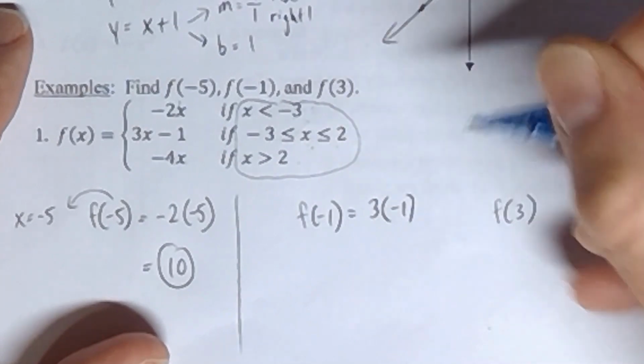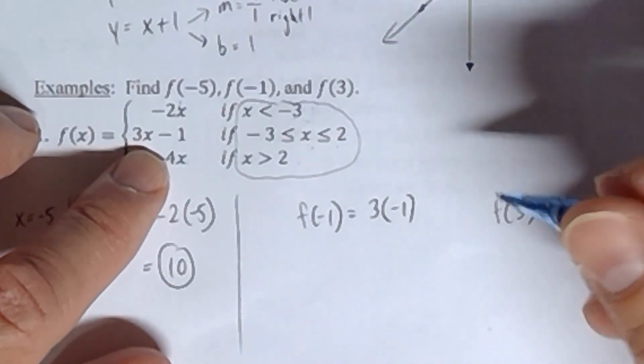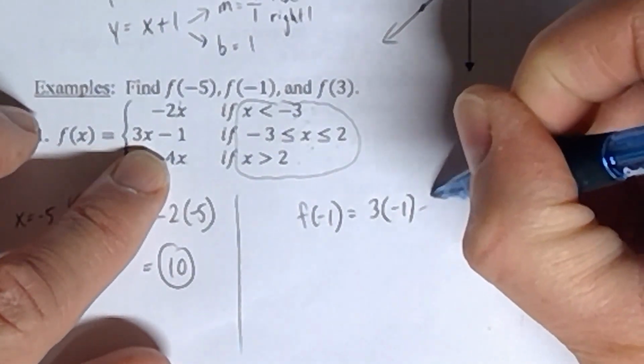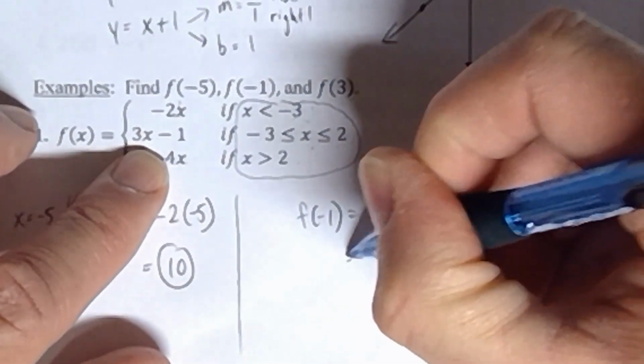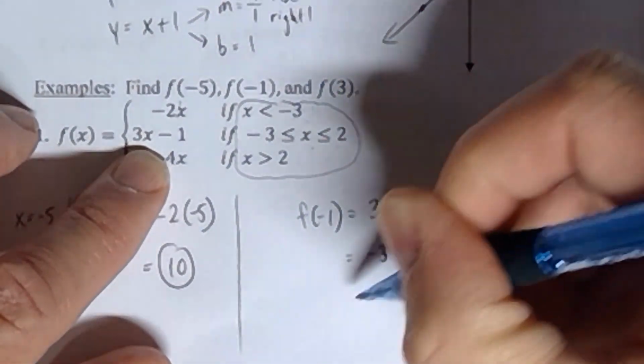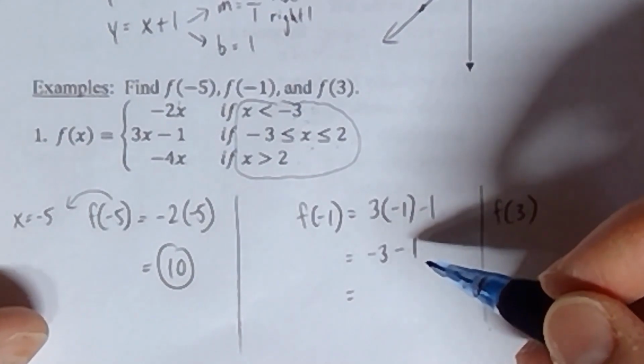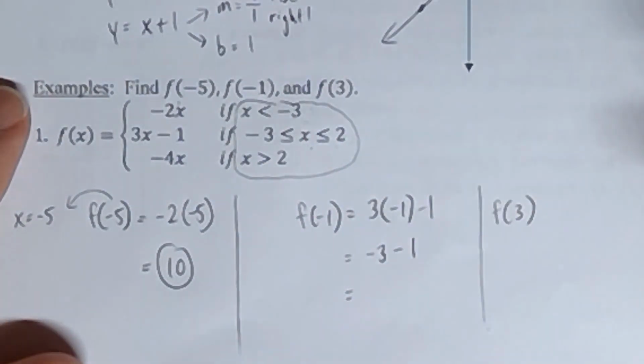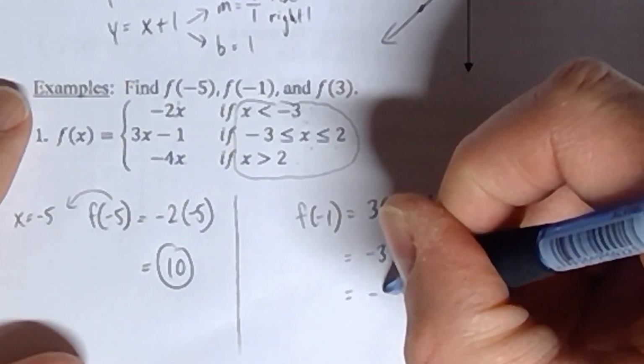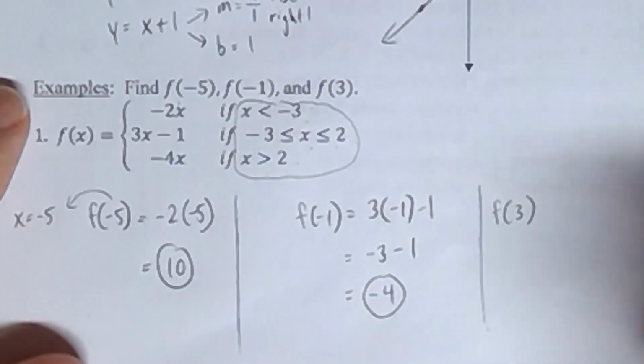So plug it into the middle formula because it's the middle one that it applies to, since that was the one that was true. What do we get here? We get -3 minus 1. I'm just doing order of operations here, just like we did before when we were plugging numbers into f of x, and I get -4.